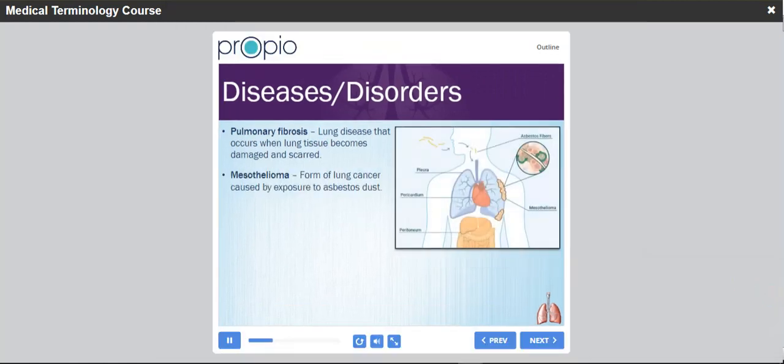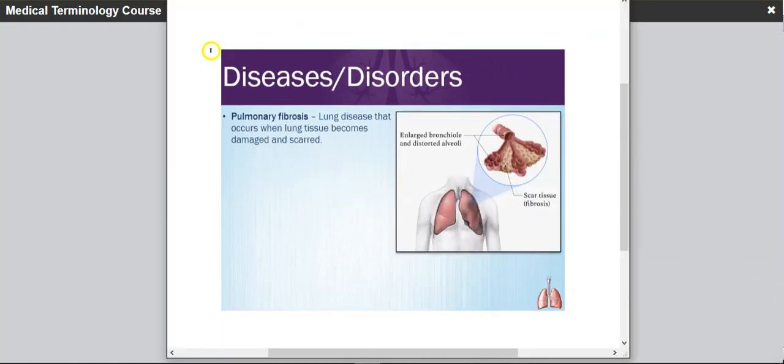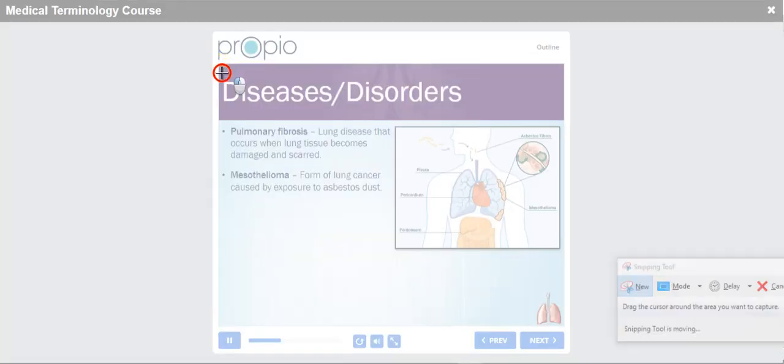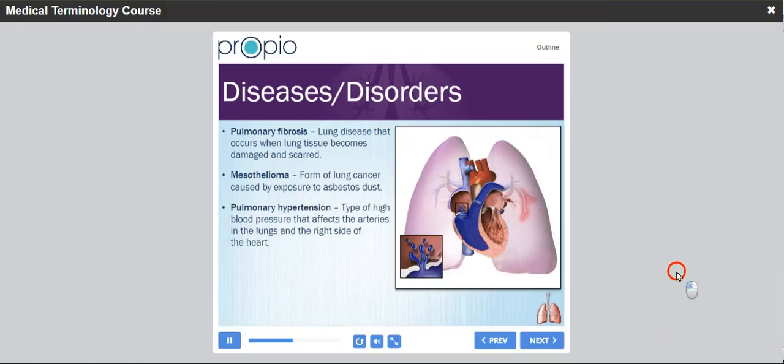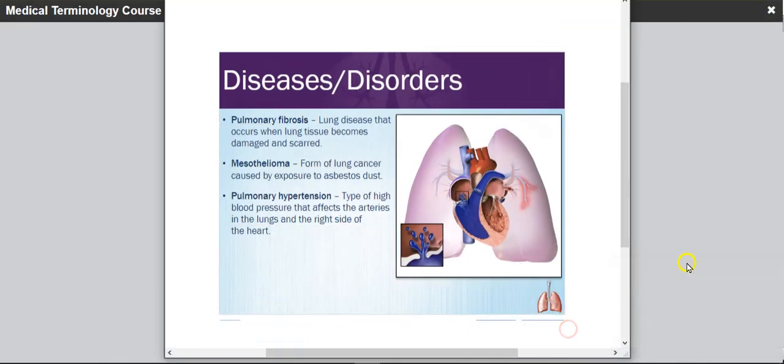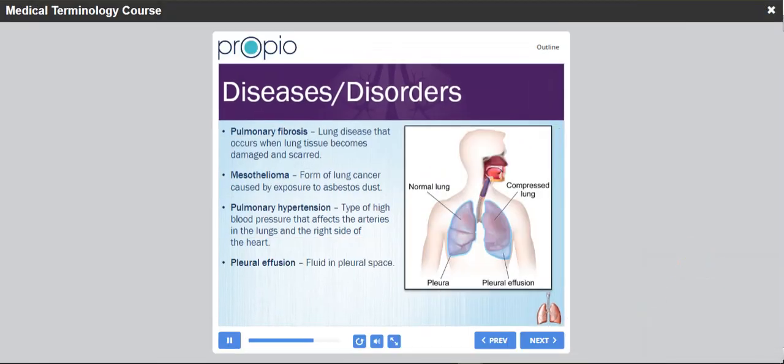Pulmonary hypertension. It's a type of high blood pressure that affects the arteries in the lungs and the right side of the heart. Pleural effusion is a condition when the fluid builds in the pleural space. Pneumothorax. It's a collapsed lung. A pneumothorax occurs when air leaks into the space between your lung and chest wall.